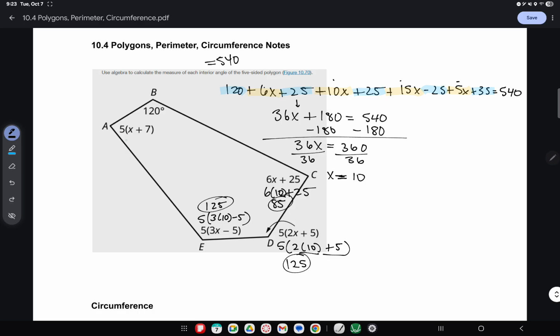And I'll do this last one here. We got 5 times 10 plus 7. I'm getting ahead of myself there. So that's 5 times 17, which gives me 85. And there's all the measures of those angles.